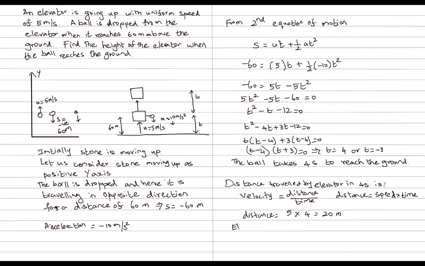The elevator is traveling at uniform speed. So the elevator will be at 60 plus 20, which is equal to 80 meters above the ground. That is the answer. That means if the elevator is traveling at 5 meters per second and a ball is dropped at 60 meters, the stone takes 4 seconds to reach the ground and the elevator will be at 80 meters when the ball reaches the ground. That is the answer.